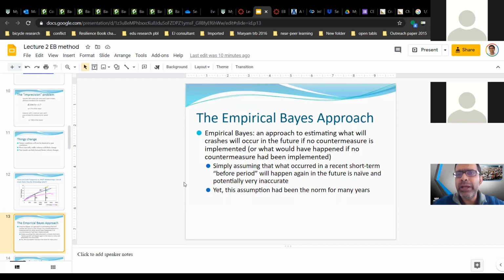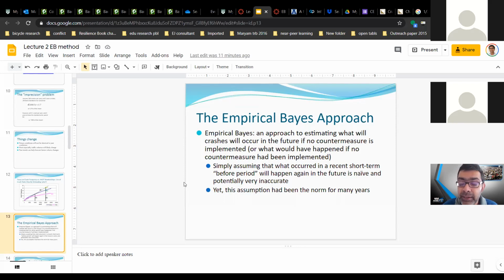Let's say your site of interest is a two-way stop control intersection. With that cross-sectional evidence, what you're trying to bring in is how a two-way stop control intersection is supposed to behave. Given its ADT, how many crashes are expected? And for that, you collect data from what we call the reference sites.